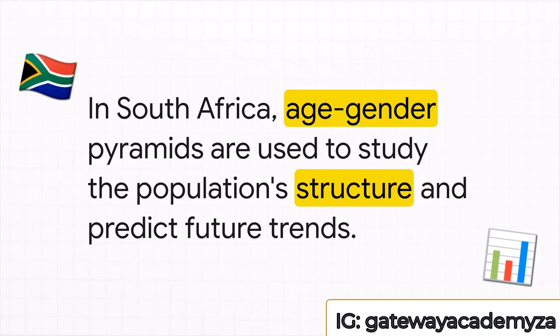A really wide base means lots of young people, which could mean a population boom is coming. A narrow base, on the other hand, might mean a shrinking population in the future. It's like a snapshot of our past and a forecast all in one.